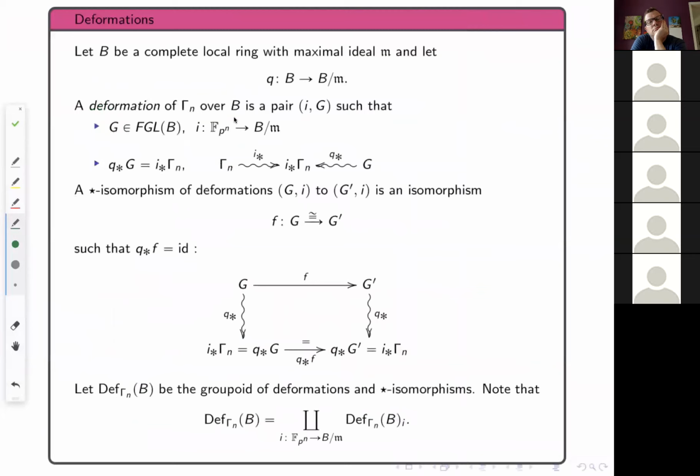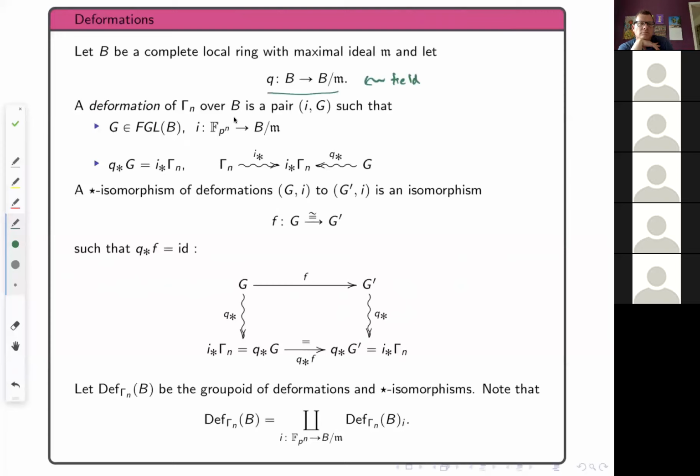So okay, in this slide, B is going to be a complete local ring. It's going to have a maximal ideal, which I'm going to call M. I guess I should have called it MB, but let's ignore that. And Q is going to be the quotient map from B to B modulo its maximal ideal. Remember, this is a field, okay?